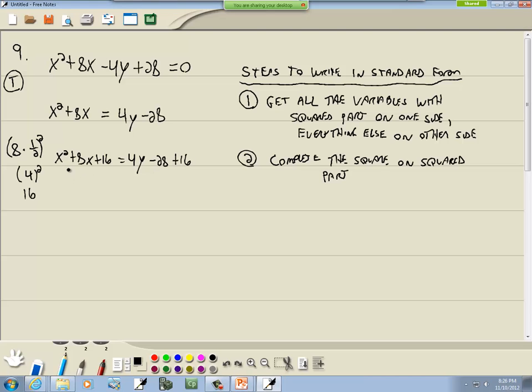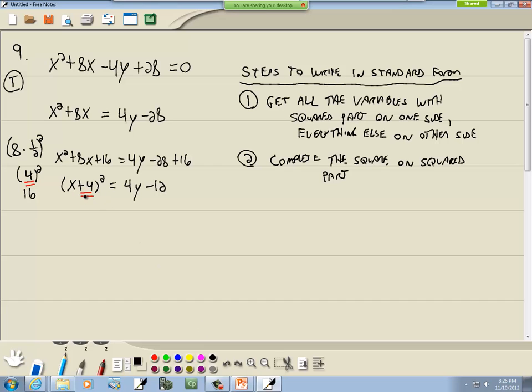Now remember, in completing a square, you need to factor this side now. This factors as x plus 4 squared. And over here, negative 28 plus 16 gives us negative 12. Remember the little trick for that. When you factor this, whatever number is in your parentheses right before you square it, sign included, is what goes right here always.